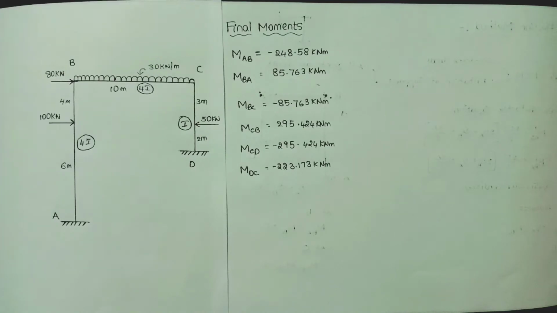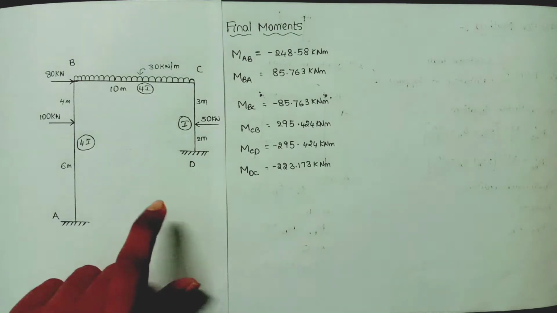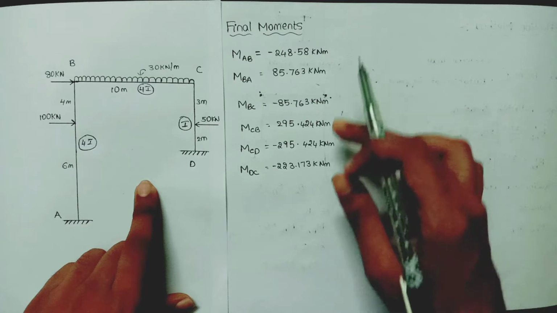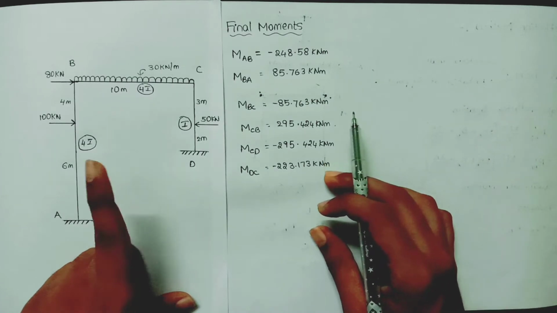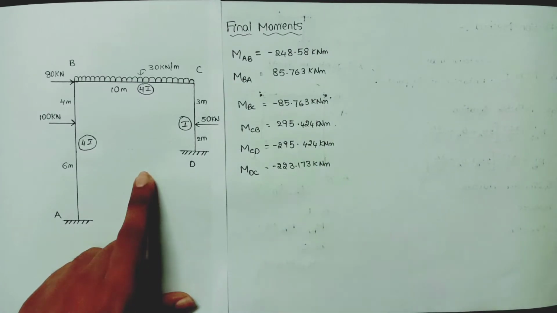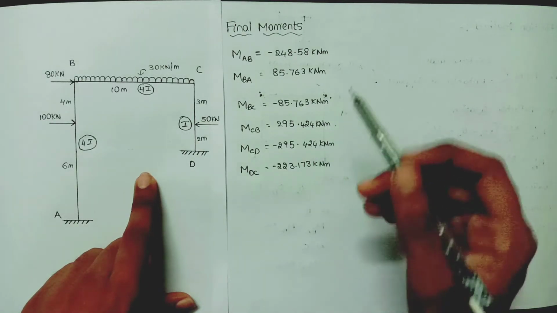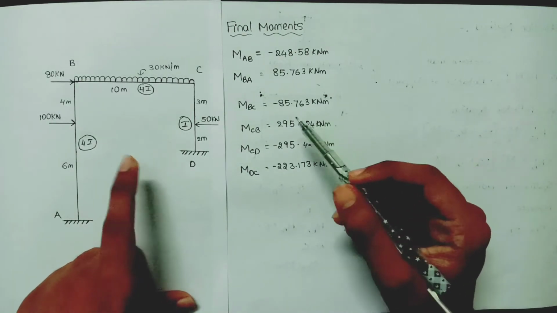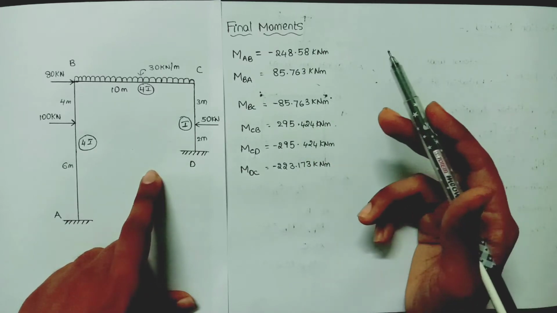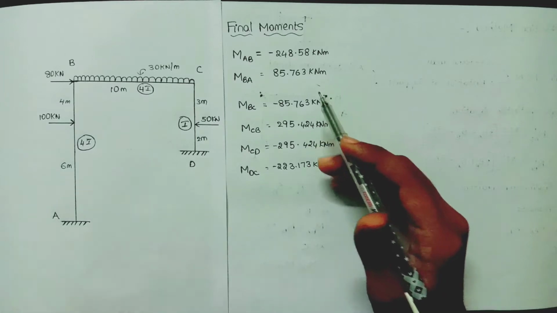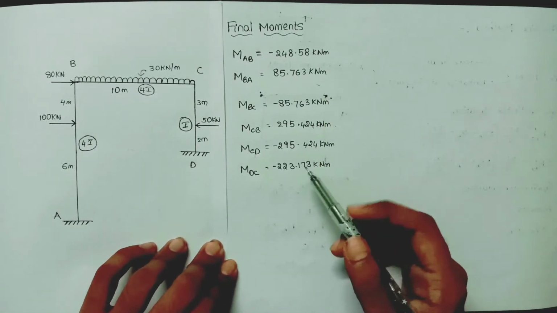In this video I am going to explain how to draw the bending moment diagram for the given frame. So as you can see, this is the given frame, with the final end moments. These values are obtained after completely analyzing this frame either by the slope deflection method, the moment distribution method, or the Kani's method. I will explain how to analyze the frame by all those three methods in my further videos. In this video I will explain how to draw the bending moment diagram after obtaining these final end moments.